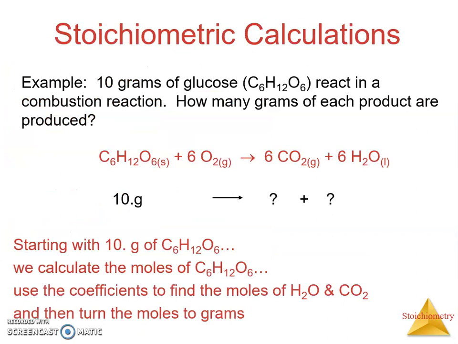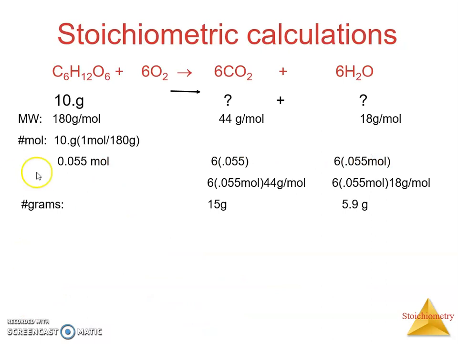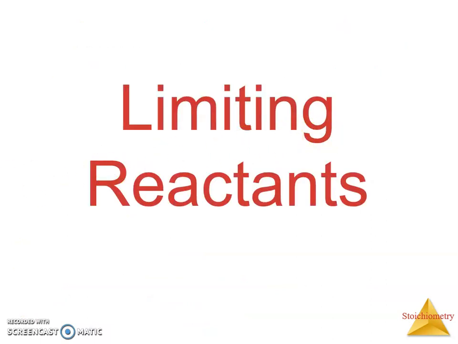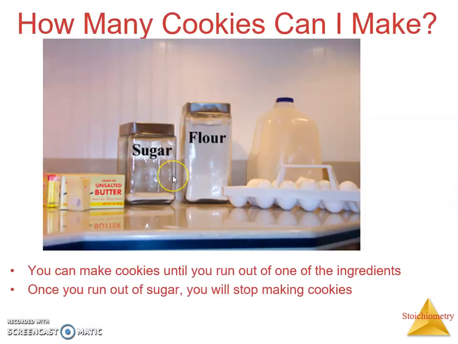Now, how you will perform stoichiometric calculations. Example: 10 grams of glucose react in a combustion reaction. How many grams of each product are obtained? So starting with 10 grams, we calculate the moles, use the coefficients to find the moles of H2O and CO2, and then turn the moles to grams. Like this.